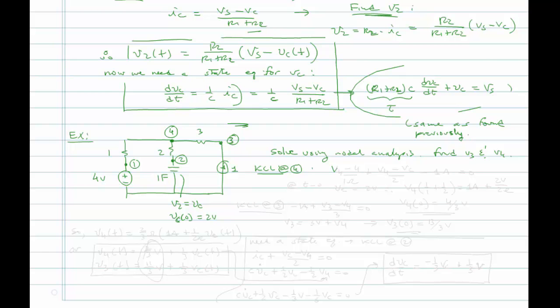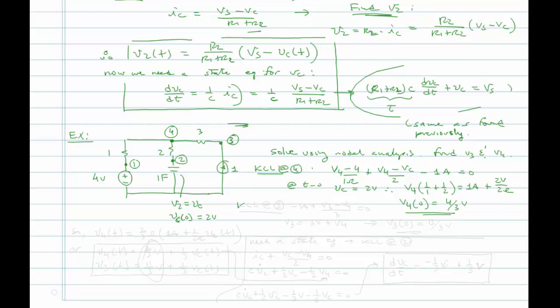Okay, we will have V4 minus 4 volts over 1 ohm plus V4 minus VC over the 2 ohms minus 1 amp is equal to 0. Okay, and we can note that at time equal to 0, the capacitor voltage was equal to 2 volts. So we can write V4 times 1 over 1 plus 1 over 2 is equal to 1 amp plus 2 volts over 2 ohms. So V4 at time 0 is going to be equal to 4/3 of a volt. That's just at time 0.